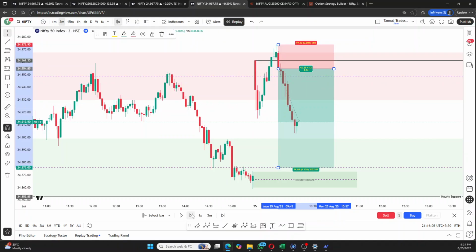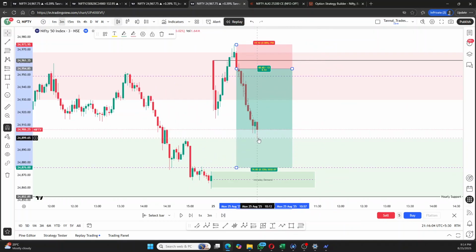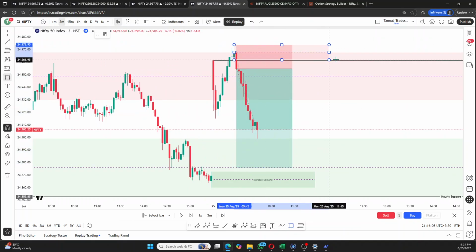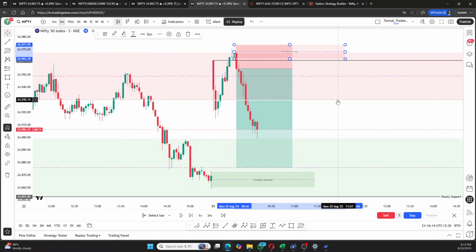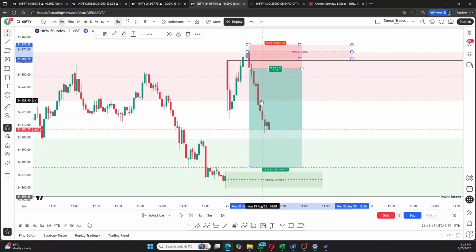Simultaneously, let me also mark this as a new intraday supply, from where the price reverted very significantly. Like you see this intensity, this is huge.